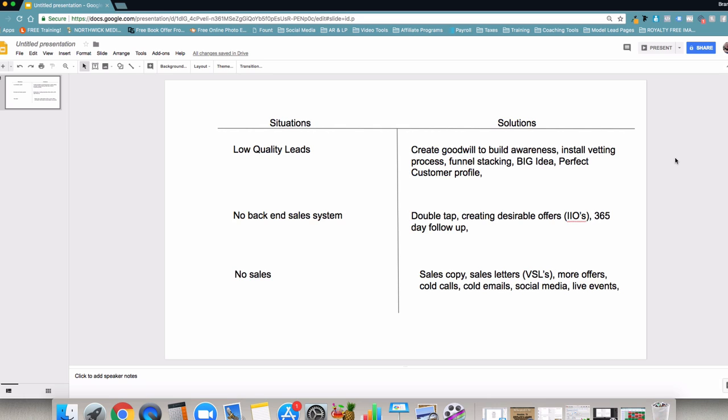You need to understand that your solution is your product. Your solution is your service. Your solution is your company. The situation now is why you built those products, right? Why did you create the company? It was to solve a problem. We'll put those problems here in the situations column.